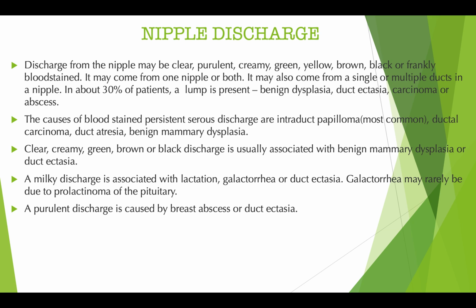The causes of blood-stained or persistent serous discharge are intraductal papilloma, which is the most common, ductal carcinoma, duct ectasia, and benign mammary dysplasia. Clear, creamy, green, brown, or black discharge is usually associated with benign mammary dysplasia or duct ectasia. A milky discharge is associated with lactation, galactorrhea, or duct ectasia. Galactorrhea may rarely be due to prolactinoma of the pituitary. So, whether there is a macroadenoma or microadenoma sitting on the pituitary axis causing hyperprolactinemia, it may sometimes present with nipple discharge, as in galactorrhea. A purulent discharge is caused by breast abscess or duct ectasia.